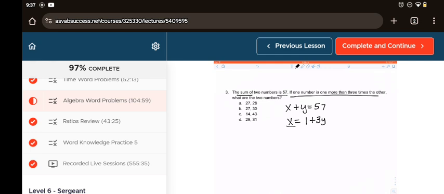Okay, now we're going to substitute, which means this is already solved for x, and we can plug that over here.